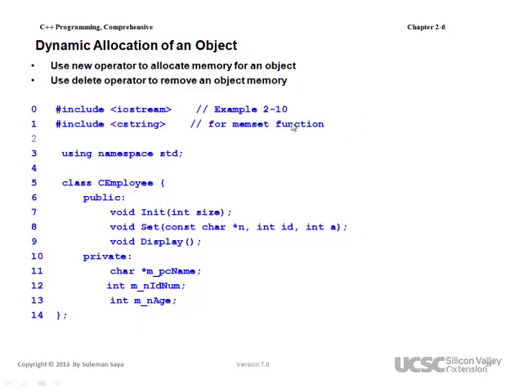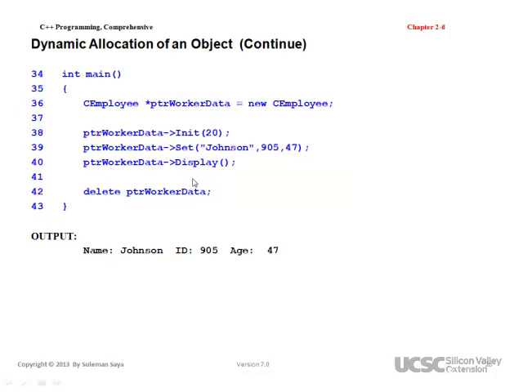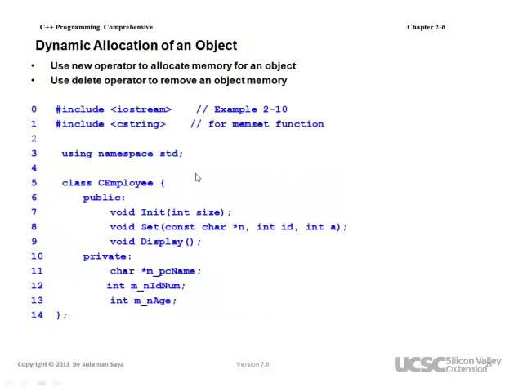Now in the next example, we are going to use the new operator to allocate memory for an object. So that means a class object we are talking about, and then use the delete operator to remove an object from the memory. So we will allocate the object in the memory, on the heap, and then we will use the delete operator to remove the object.